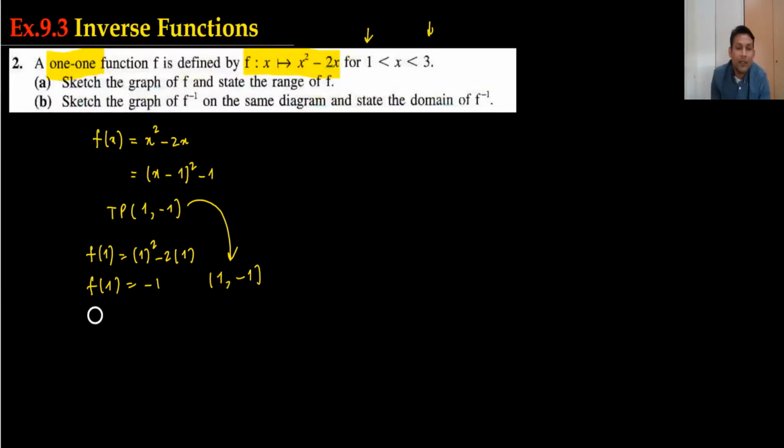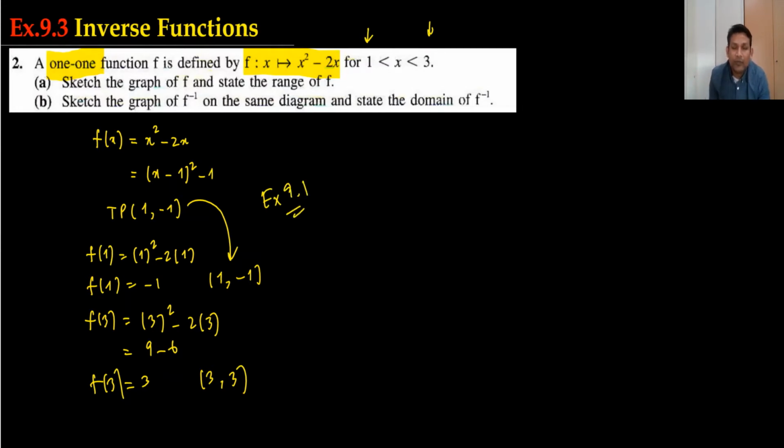Okay, so now I will substitute 3. When I substitute 3, it is 3 square minus 2 times 3, and 3 square is 9, minus 6 is 3. So the coordinates are 3 comma 3. I have explained in the exercise 9.1 video which diagrams or which functions can be changed into inverse functions. I have explained in detail.